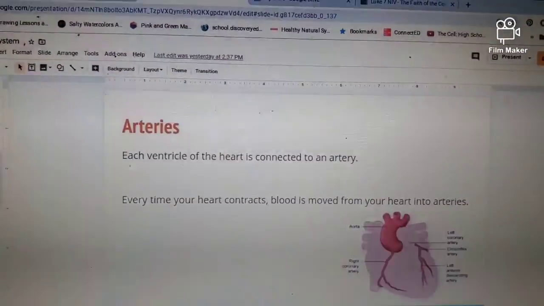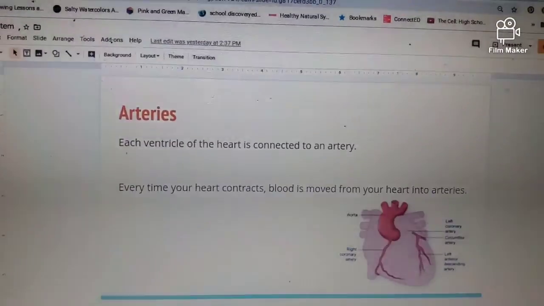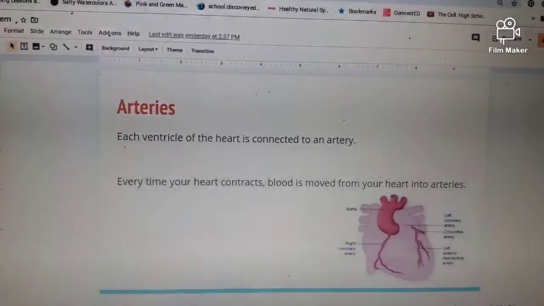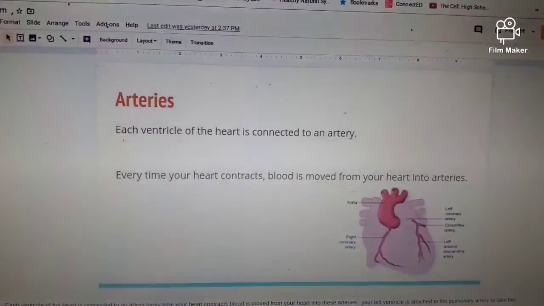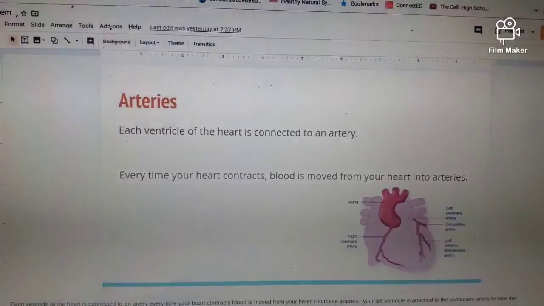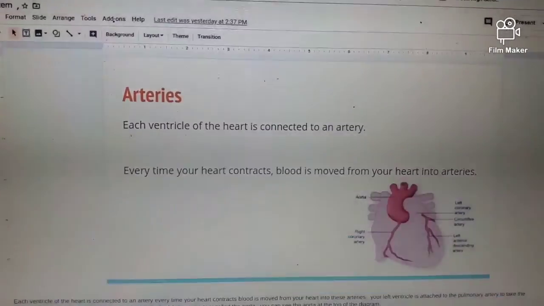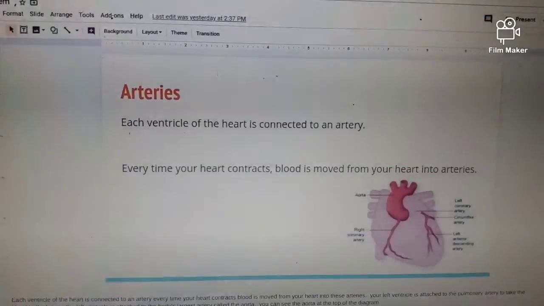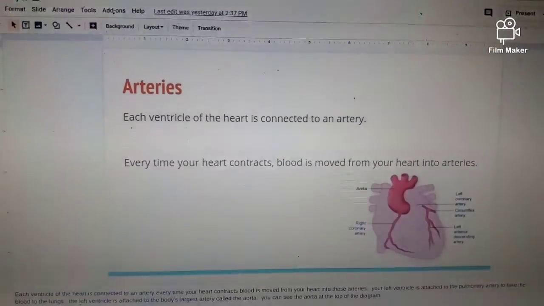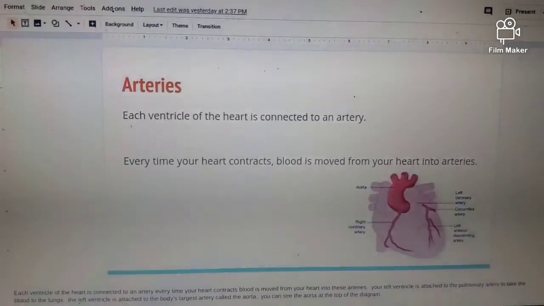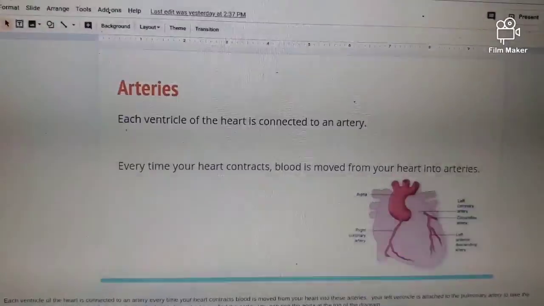Each ventricle of the heart is connected to an artery. Every time your heart contracts, blood is moving from your heart into these arteries. Your right ventricle is attached to the pulmonary artery to take the blood to the lungs. The left ventricle is attached to the body's largest artery called the aorta. You can see the aorta on the top of the diagram.